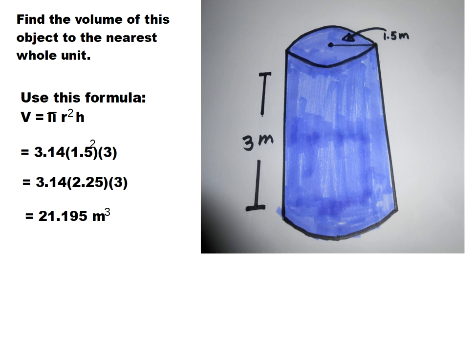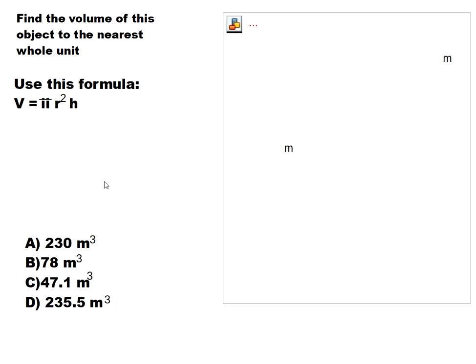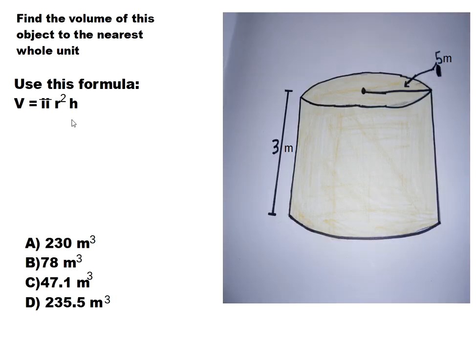See how quick you're gonna get. Here you go. This is an example to find the volume of this object to the nearest whole unit. So use this formula again. Remember the formula: volume equals pi, with 3.14, and r squared, where r is the radius here on the top, and the height is here, the 3.